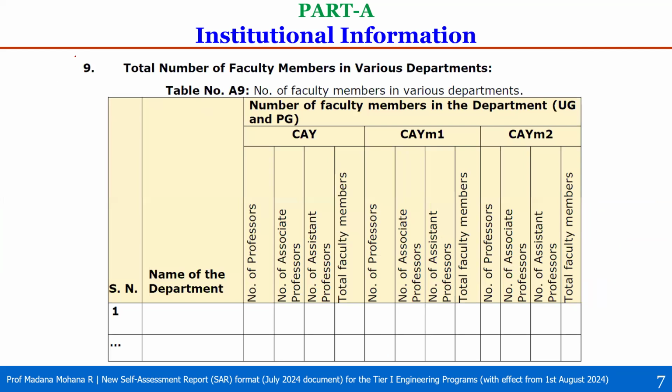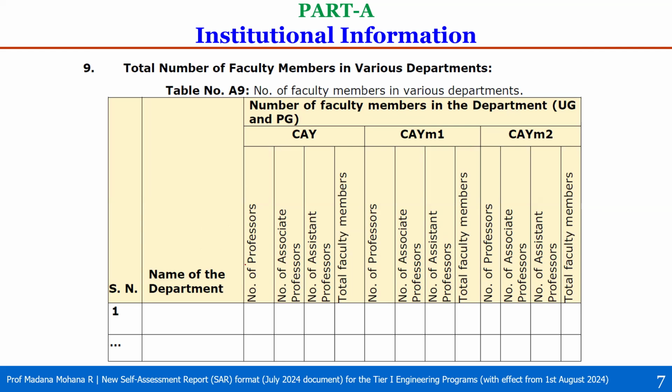Then the next parameter is the ninth point, total number of faculty members in various departments. So in the below table, as per the format, we have to mention the number of faculty members in various departments. Here CAY stands for current academic year, CAY M1 current academic year minus 1, then CAY M2 current academic year minus 2. Here the number of faculty members in the department, both UG and PG programs, we have to mention. So name of the department, and every year CAY, CAYM1, CAYM2.